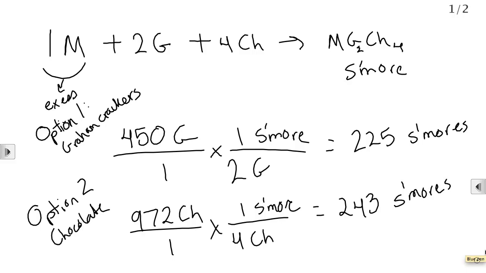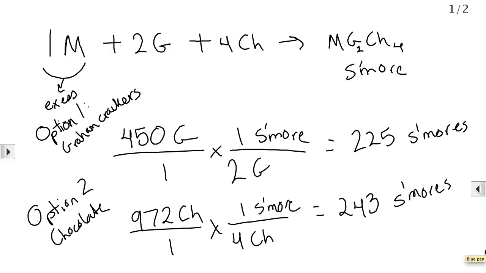which one is making the fewest s'mores? That's the limiting reactant. So when it's all said and done, it already told me I have extra marshmallows, and now I know I'm going to have extra chocolate, and I'm going to run out of crackers. How do you feel? Is that the most difficult thing you've heard today? That's not that bad, is it?